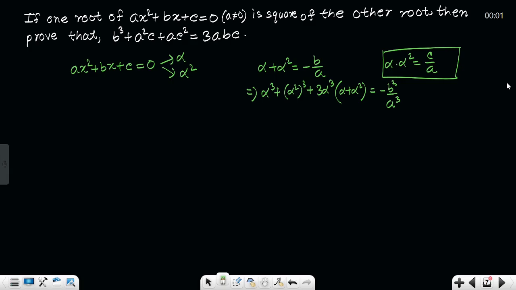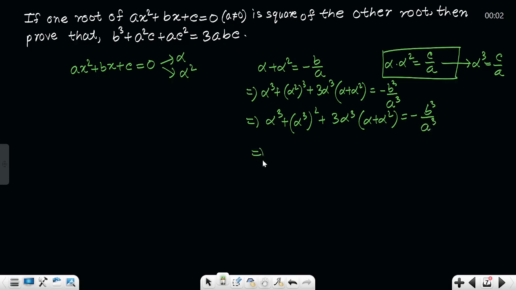So now from here we are actually getting alpha cube is equal to c by a, right? So we need to make alpha cube here. So alpha cube plus, now this is alpha square whole cube, we can exchange these powers. So you can write this as alpha cube whole square plus 3 alpha cube into alpha plus alpha square equal to minus b cube by a cube.